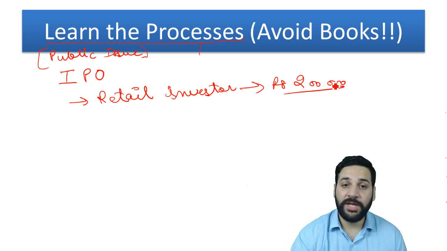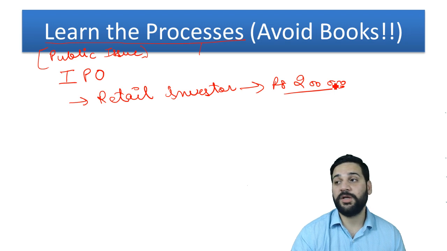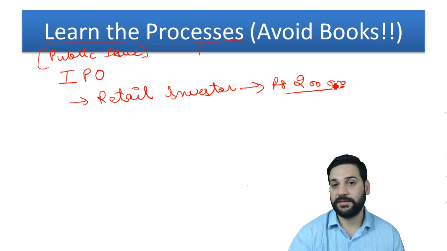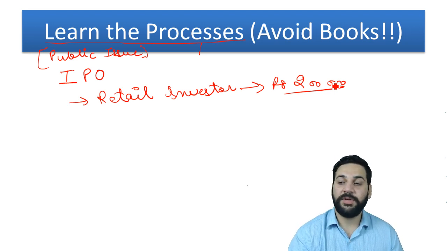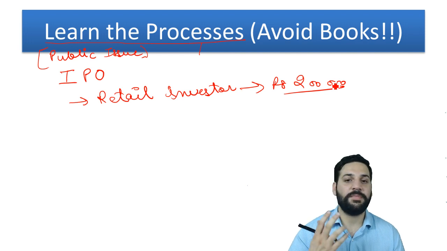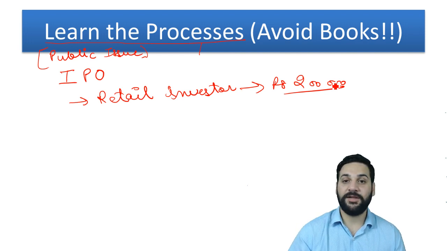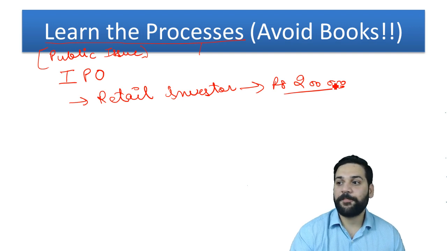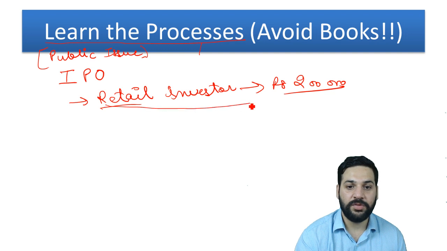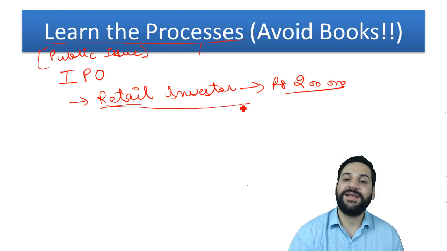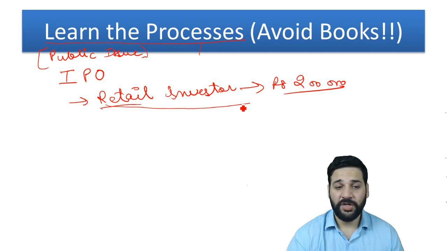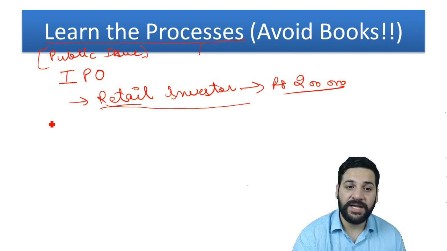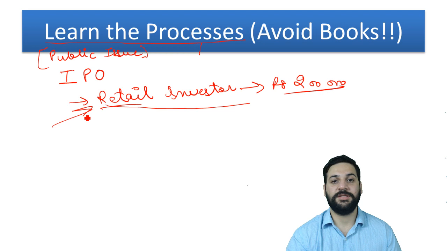But according to many books, this limit is 50,000. According to many well-known books, the limit is 1 lakh. Because those books were updated 2 years back, or some books were updated 3 years back, and some of you are so intelligent that you are actually reading old books. So this is a really important question. What is the maximum limit for a retail investor in case of an IPO? This is 2 lakh rupees.